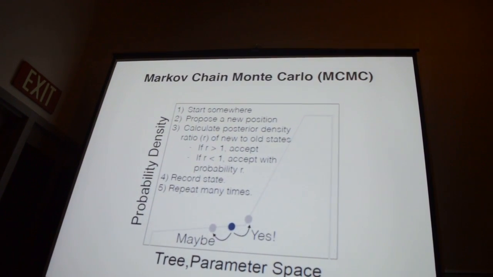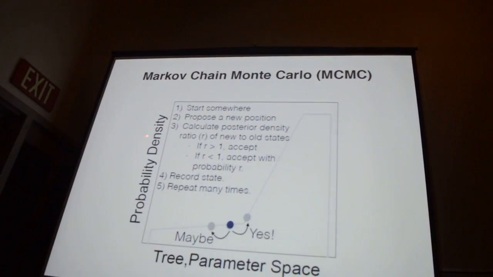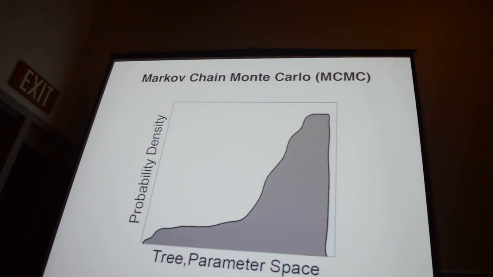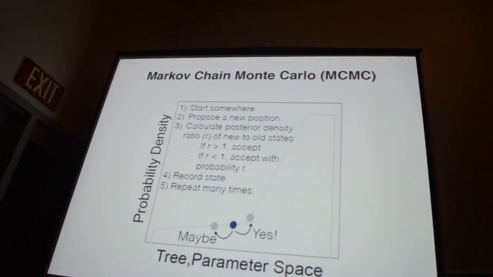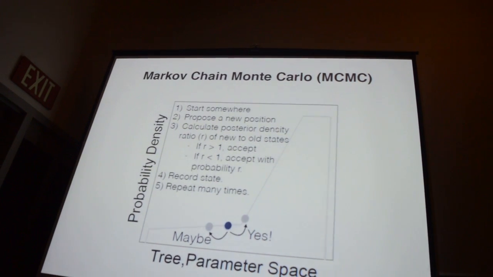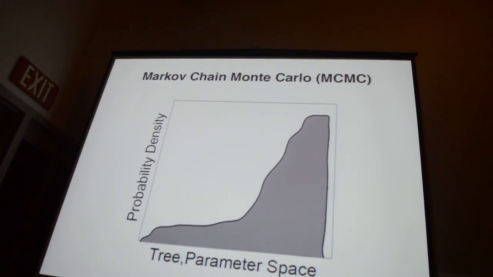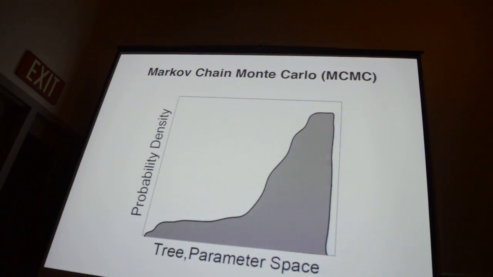I just want to highlight the role that this acceptance probability, which we abbreviate R, plays in this process. If our proposed state is better than our current state, we always move there. If it's worse than our current state, we move there with the probability R. If we do this sufficiently many times, we should hopefully get a reasonably good estimate of what that posterior distribution looks like overall.